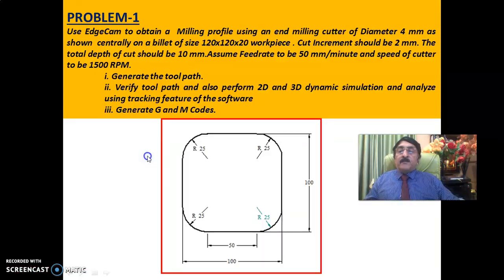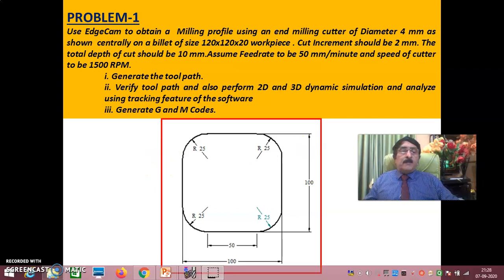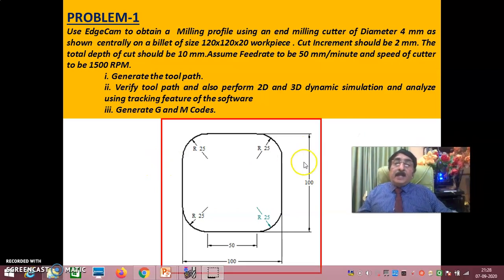Now here, as you see, the problem is this. This is milling. Okay, this is generation of G&M codes for milling, not turning. The profile they have given this way, a simple profile.